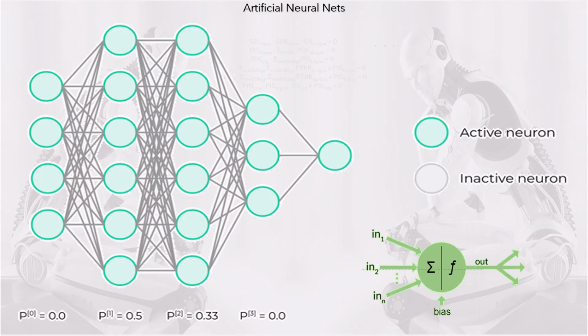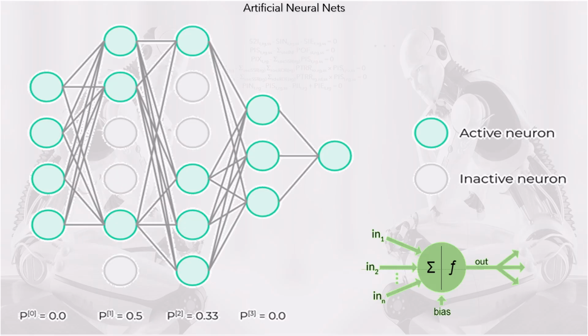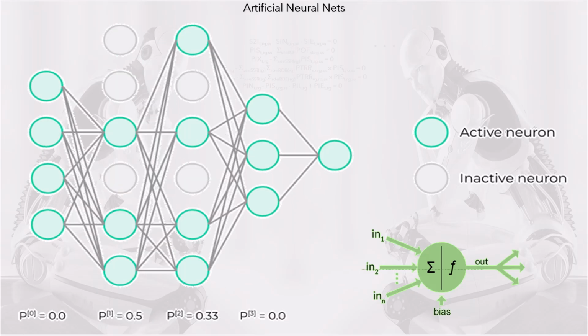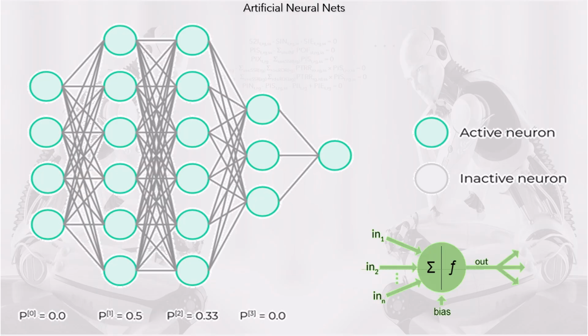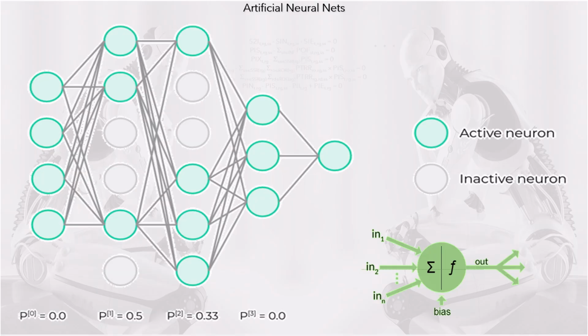The connections are called edges. Neurons and edges typically have a weight that adjusts as learning proceeds. The weight increases or decreases the strength of the signal at a connection. Neurons may have a threshold such that a signal is sent only if the aggregate signal crosses the threshold.